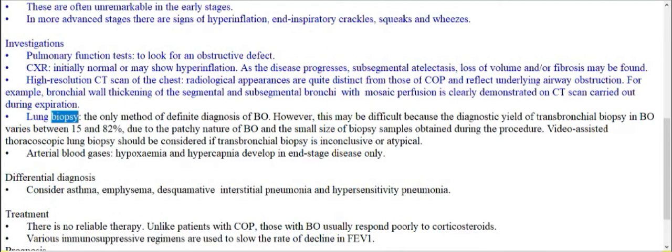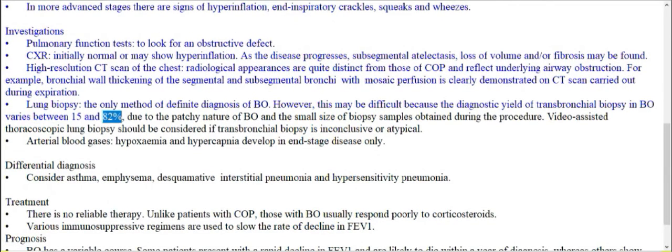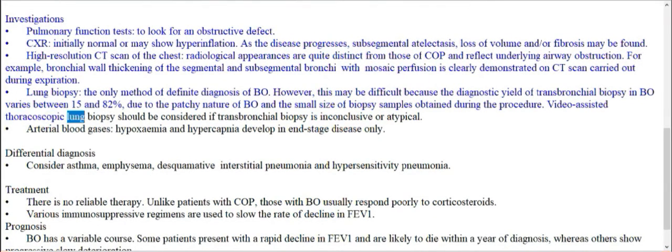Lung biopsy, the only method of definite diagnosis of BO. However, this may be difficult because the diagnostic yield of transbronchial biopsy in BO varies between 15 and 82%, due to the patchy nature of BO and the small size of biopsy samples obtained during the procedure. Video-assisted thoracoscopic lung biopsy should be considered if transbronchial biopsy is inconclusive or atypical.